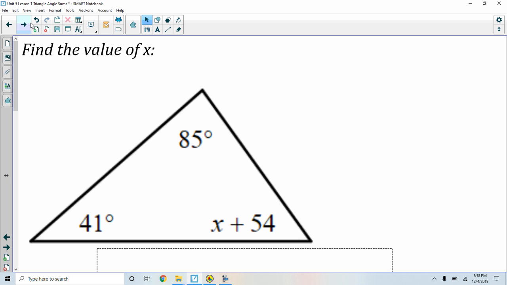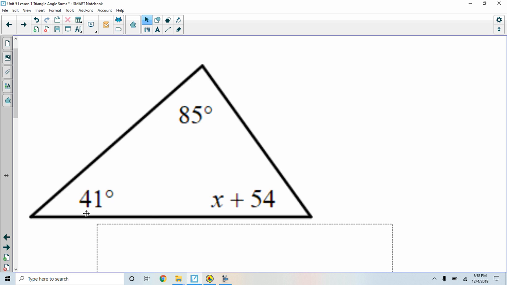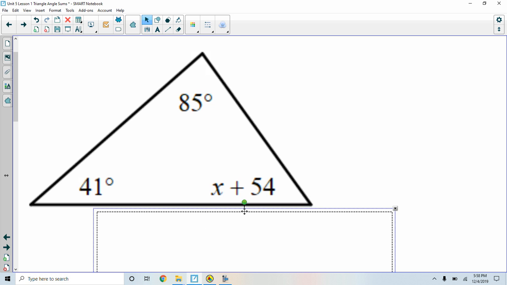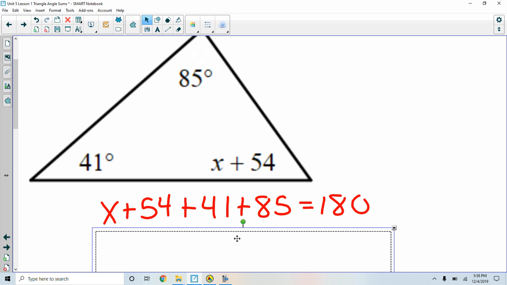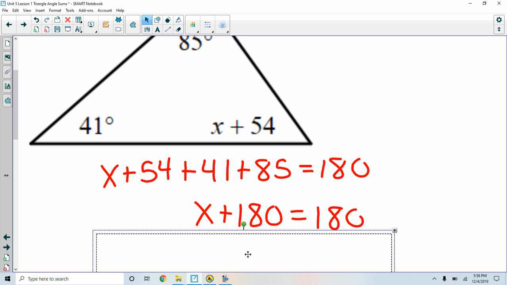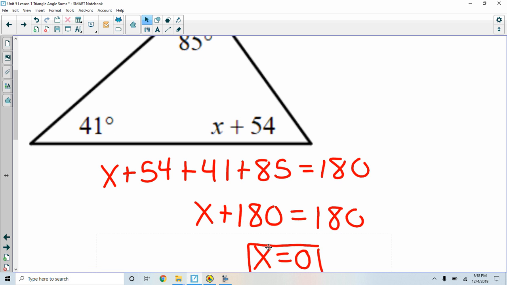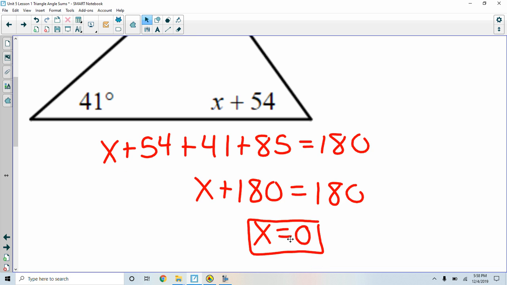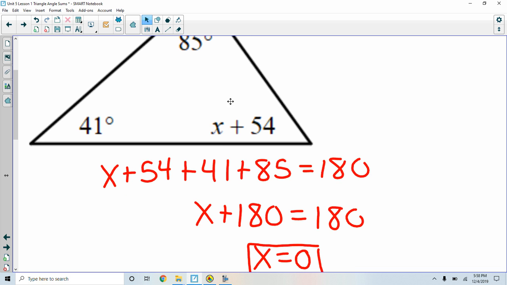So I promised I'd make it more complicated, and here we go. It's not terribly complicated compared to the last one, but now we do have an expression as one of the angle measures. But we solve the problem the same way. We have the three angles in a triangle, so they should add up to 180, so I can express that through this equation. I'll combine these like terms here, and then subtract 180 from both sides to find out that x is 0. So in order for these three angles to add up to 180, x has to be 0, which means this angle is just 54 degrees.